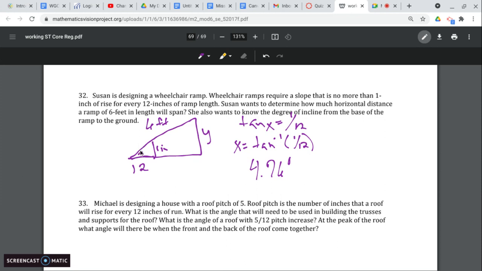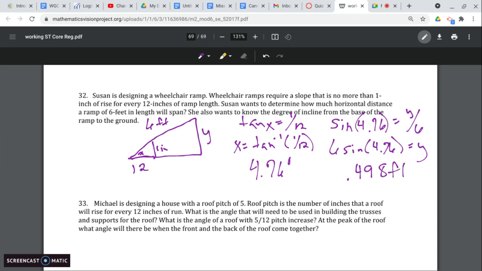Now, using that angle, we have the bigger triangle where we've got the 6 and the y. We also have opposite over hypotenuse now, so it's sine of 4.76 equals y over 6. So we have 6 sine of 4.76 equals y. So now we just plug all of this right into the calculator, and we find that it's 0.498 feet. So not quite half a foot. So you have to be very careful with these.